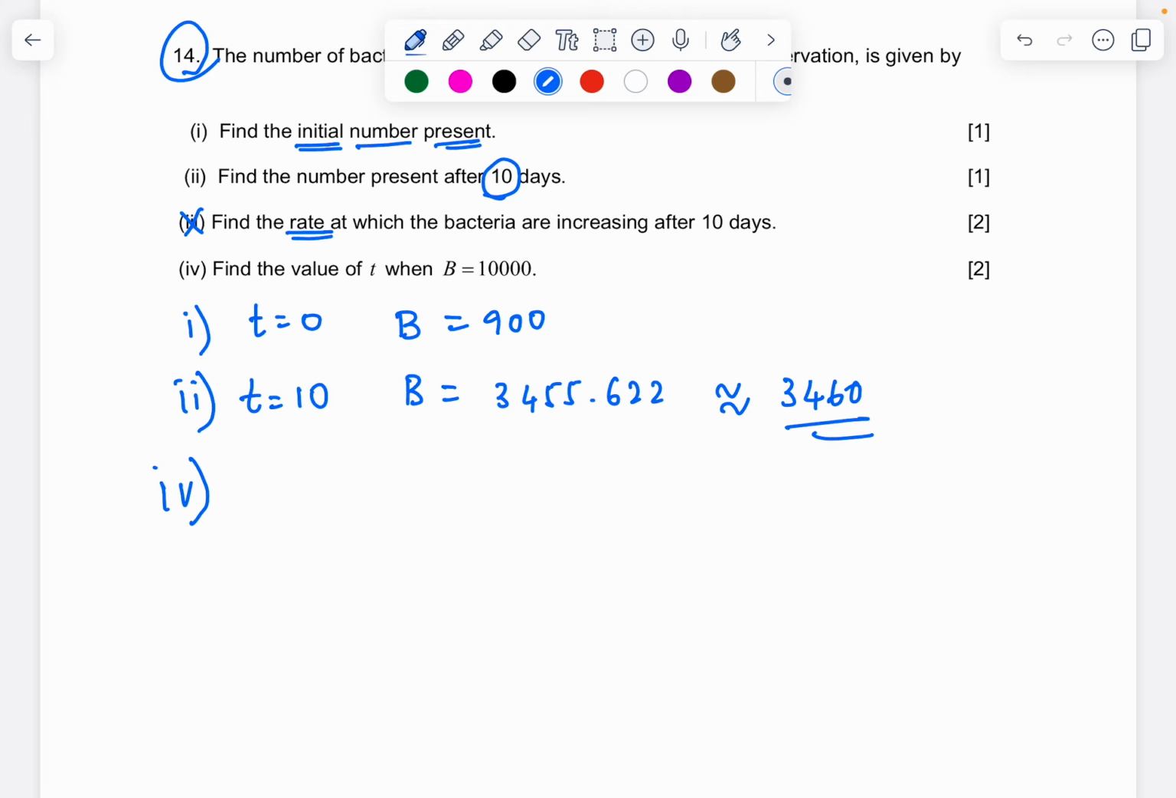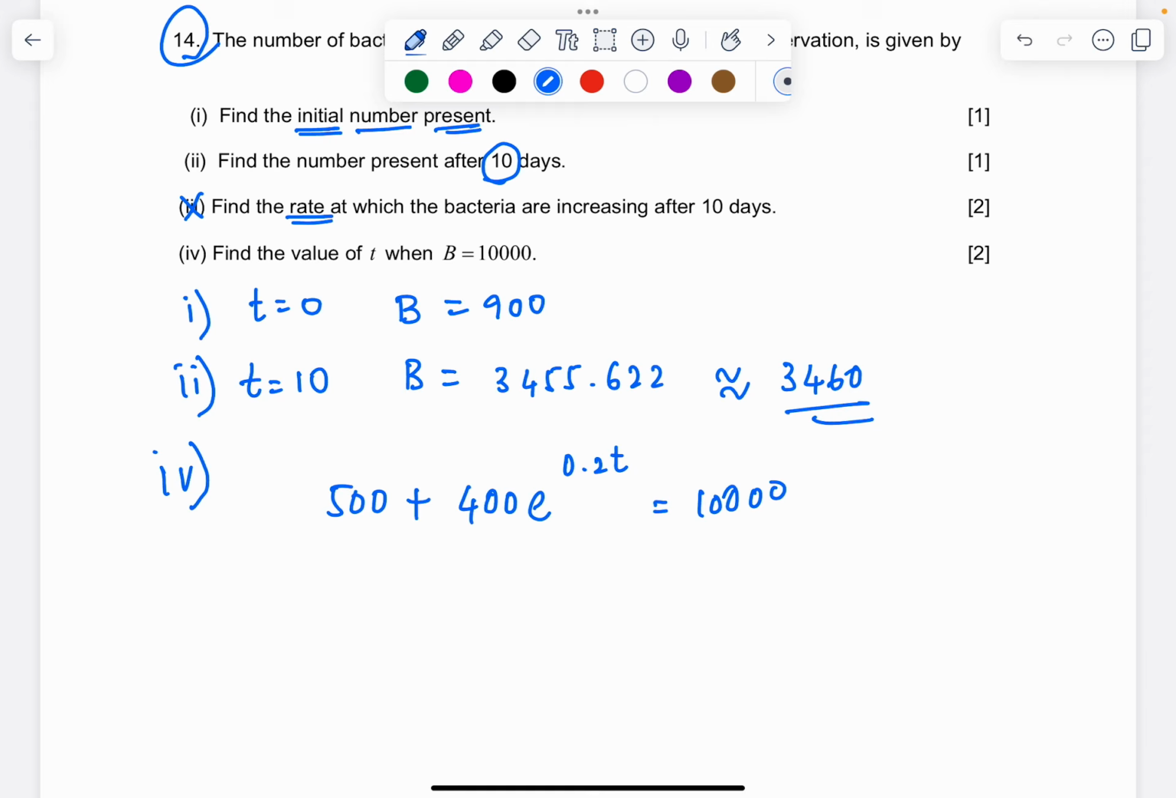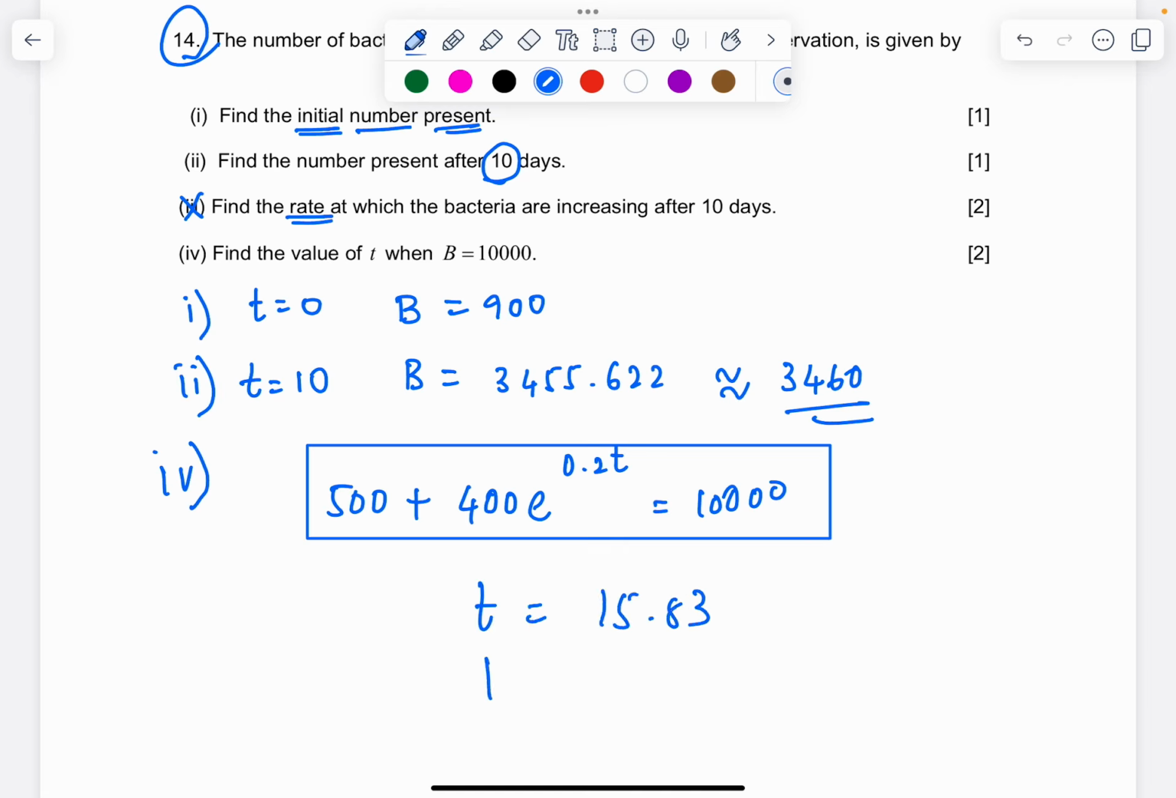Find the value of t when b equal to 10,000. So 500 plus 400 e to the power of 0.2t equal to 10,000. So use the graphing calculator. You will get the equation solver again. Put this in the calculator. You will get t equal to 15.83. Then change it into 3 significant figures, 15 point. Let me check if it is 15.3 or 15.9.